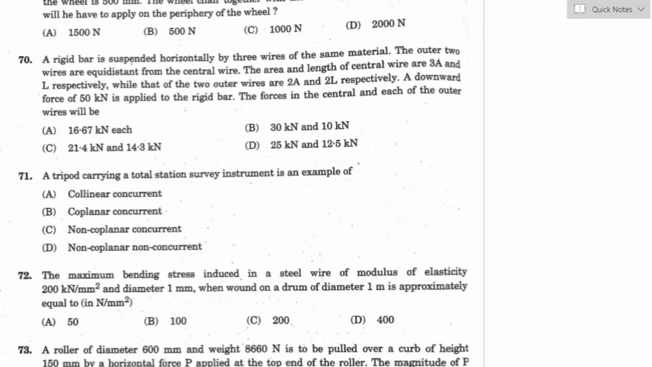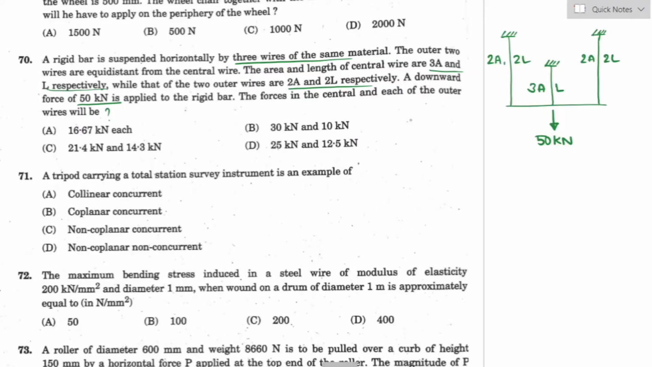Question number 70. A rigid bar is suspended horizontally by 3 wires of the same material. The outer wires are equidistant from central wire. The area and length of central wire are 3A and L respectively, while that of other 2 wires are 2A and 2L respectively. A downward force of 50 kN is applied to the rigid bar. The forces in the central and each of the outer wires will be.